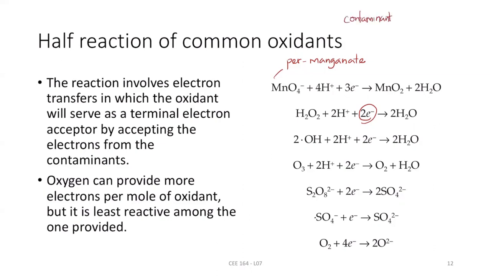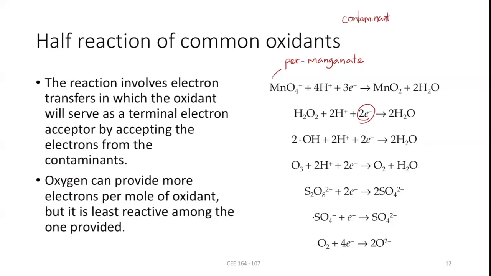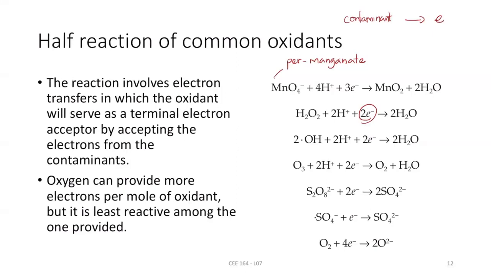Oxidation means loss of electrons, right? So how many electrons you can pull out of a contaminant, let's say it gives minus electrons. That's the oxidation, right? So the electrons that something can pull are based on how many electrons that oxidant can receive. Here, permanganate can receive 3 electrons. So if you have 1 molecule of permanganate, it can receive 3 electrons from the contaminant.